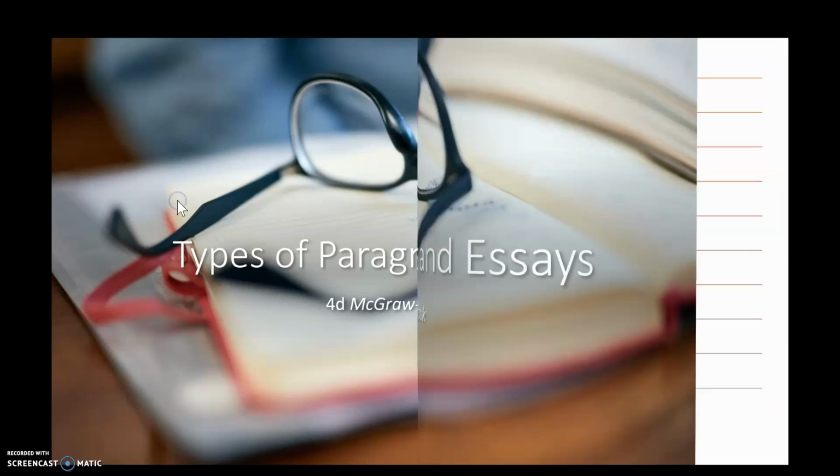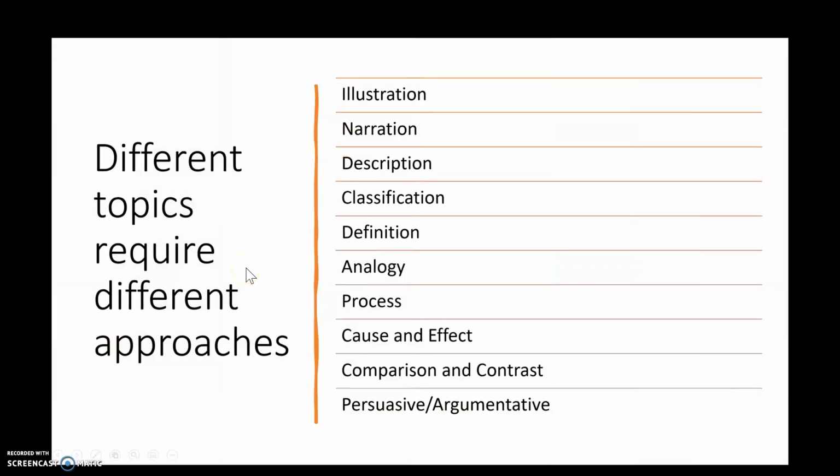Okay, so different types of topics require different approaches, right? You wouldn't use the same approach for a lab report as you would for a personal essay. So the main types of essays and paragraphs are illustration, narration, description, classification and division, definition, analogy, process, cause and effect, comparison and contrast, and persuasive argumentative. And each of these describes the purpose of the paragraph or the essay.